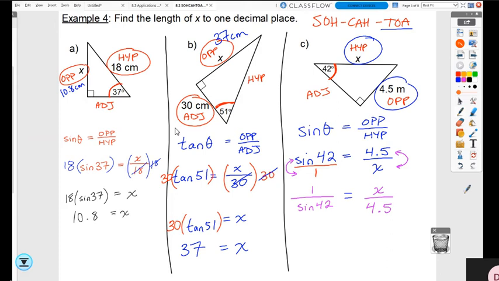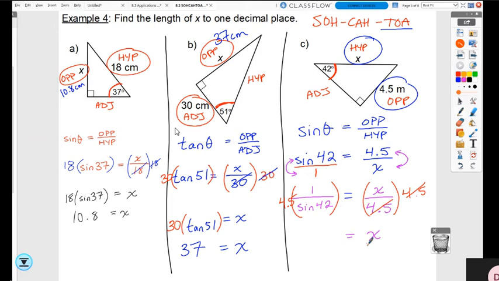Now, we're cooking with fire. We're going to multiply this side by 4.5. That felt good. And we're going to multiply this side by 4.5. That felt a little weird because now we're multiplying 1 over. But it's fine, because our calculator is really going to help us out here. 4.5 bracket, 1 divided by sine 42, close the bracket.